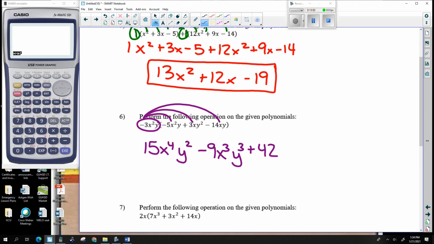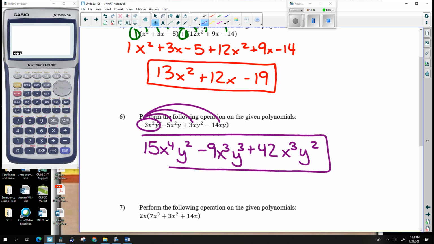All right, this last one. I have x2, x1, that's an x3. The y's, I have a y1 and a y1, so that's going to be a y2. So the numbers straight up still multiply, and then any exponents I add. I add the exponents together because multiplying one degree less is addition.